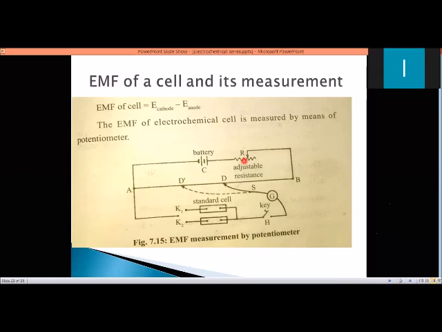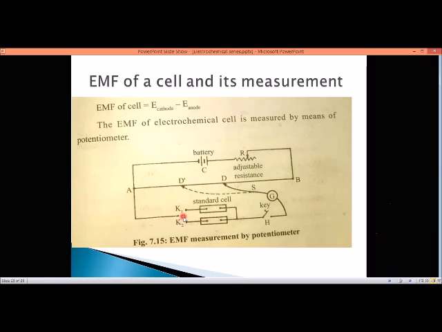In the first circuit, the cell whose EMF is to be determined is connected to A. One cell is the standard cell. Another cell, whose EMF I have to calculate, is also connected. The galvanometer is G, and S is my sliding contact, the jockey stick. The second circuit is completed by connecting the standard cell and the galvanometer G. Now I have keys here: K1 and K2 are used to connect the cell whose EMF is to be determined and the standard cell respectively.